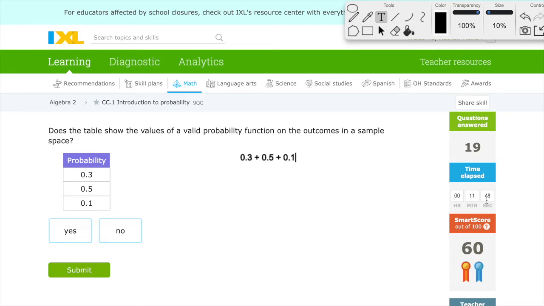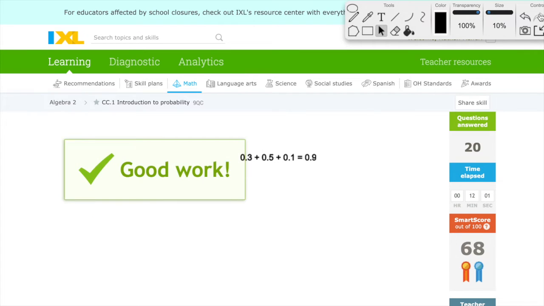So this is where I'm getting a calculator out and I'm typing them in, and I'm seeing they equal 0.9. So that automatically tells me that is not 1, therefore this is invalid. So we would say no.